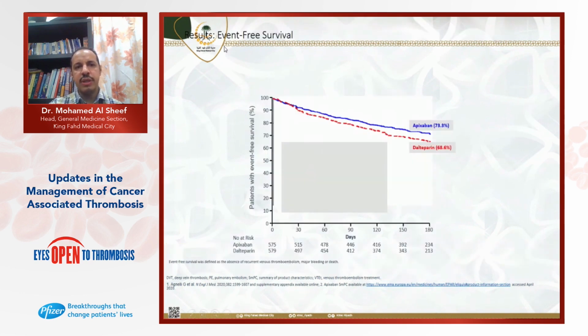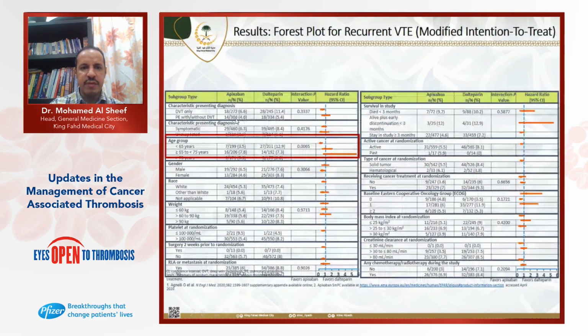And this is, as I mentioned, the event-free survival. It was for apixaban 73 compared to dalteparin about 68. So this was significant, an increase in the event-free survival. So this is the forest plot for the recurrent VTE, and they break it down into age groups, and they found young, less than 65. If you see all of them, they cross the line of unity, but here in the age group less than 65, you can see it favoring apixaban for these patients. Otherwise, all of them overlap on the line of unity.